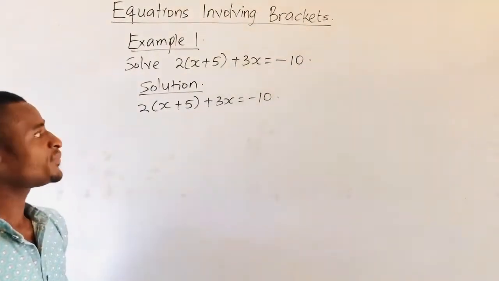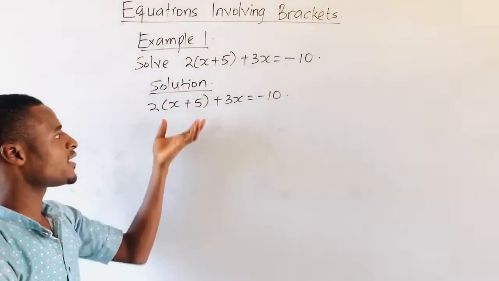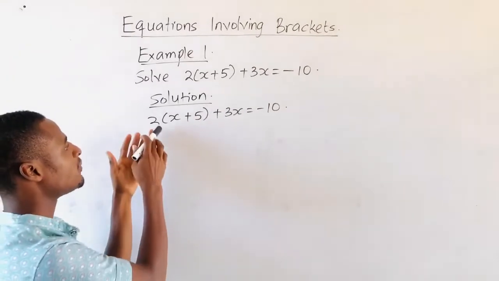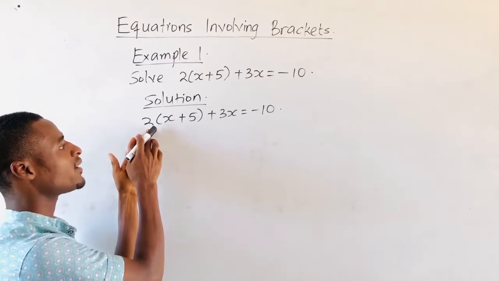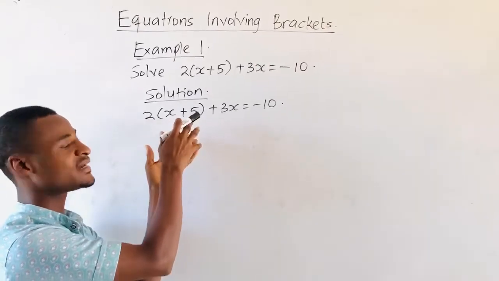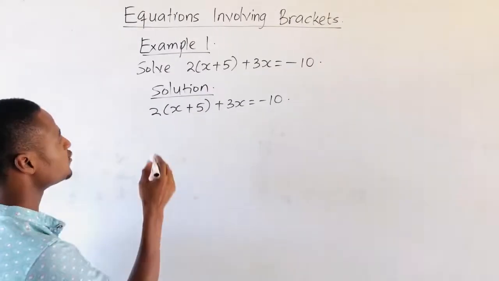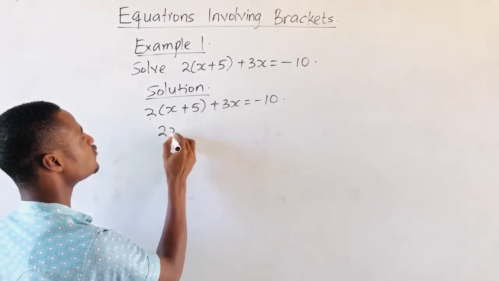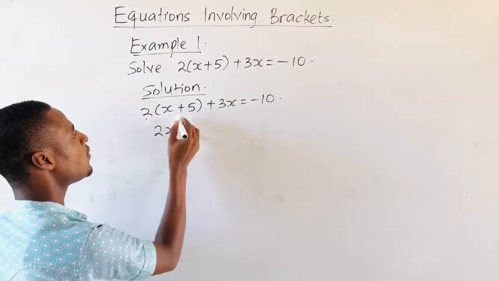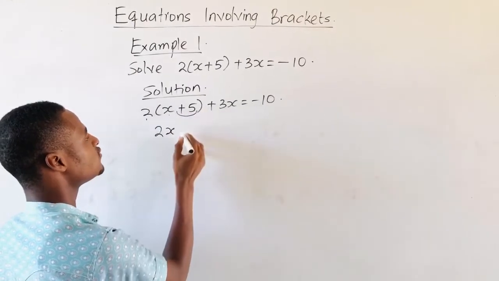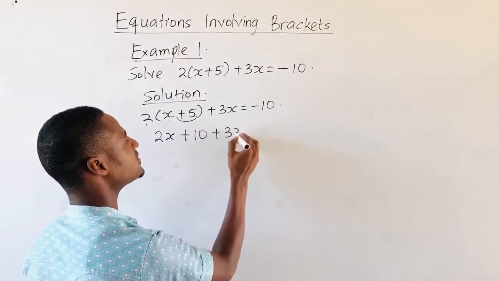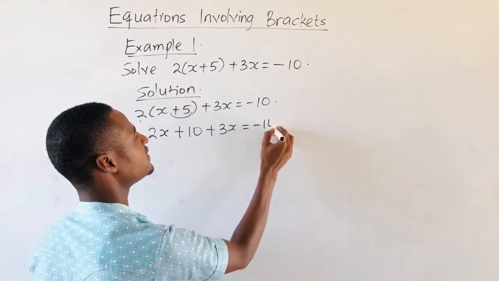The first step in solving this problem is removing the brackets. And we remove brackets by multiplying the number outside the bracket by the numbers that are inside the bracket. And so 2x, 2 will multiply x to give us 2x. Then 2 will multiply positive 5 to give us positive 10. We have plus 3x, and that is equal to negative 10.